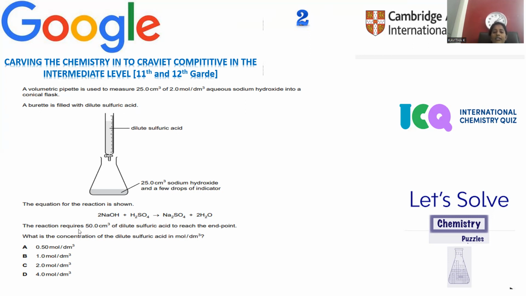In this, the reaction requires 50 cubic centimeters of dilute sulfuric acid to reach the end point. So 50 cubic centimeters is the volume consumed. What is the concentration of the dilute sulfuric acid? The concentration of dilute sulfuric acid is to be determined. The volume of NaOH is known. The concentration of NaOH is known. The volume of sulfuric acid is known. The concentration of sulfuric acid is to be calculated.